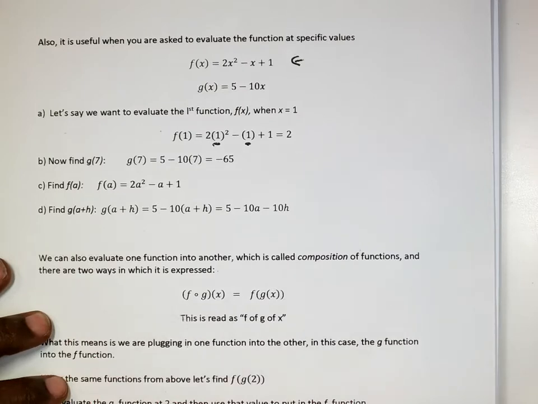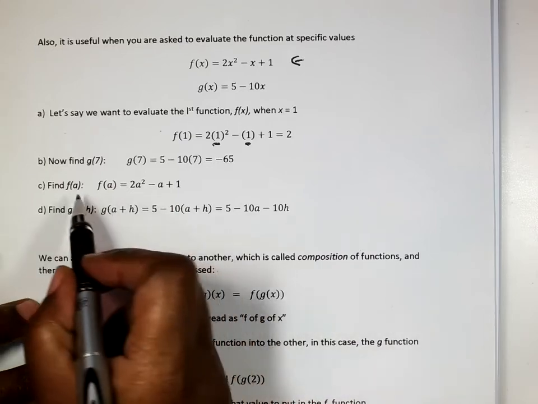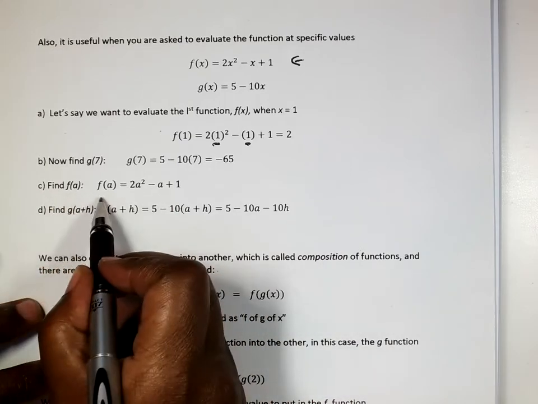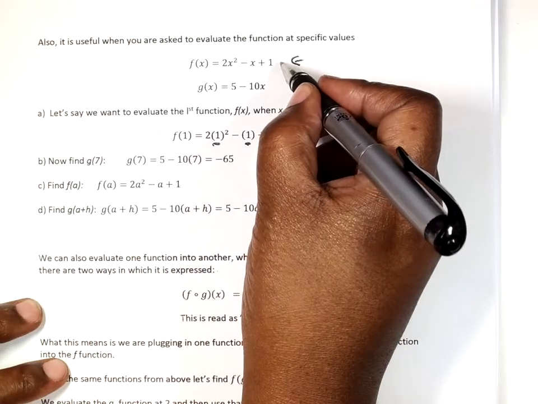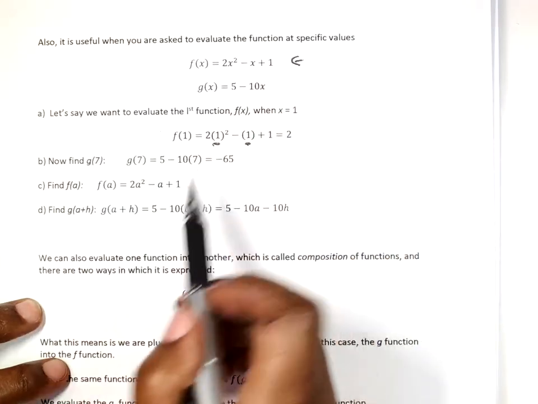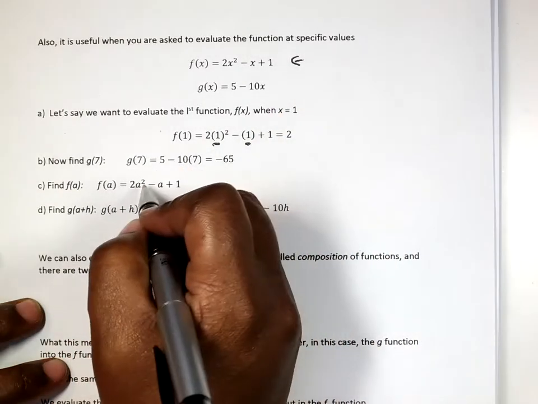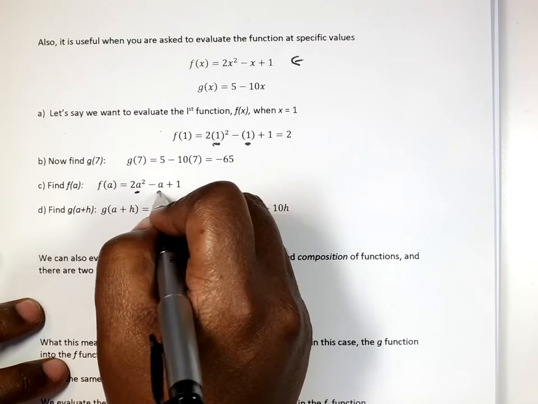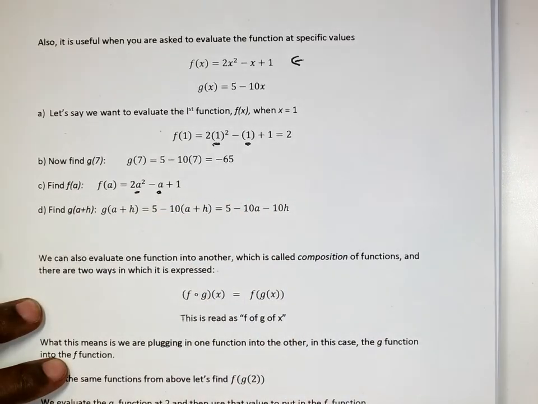We're not going to just be evaluating these at actual real numbers, but we'll also be evaluating them with other variables, and we're going to be composing functions. So here for part C, we have f of a. Again, I'm back to this f function, and anywhere I see an x, now we're going to substitute an a for that. So we get 2a squared minus a plus 1. Looks like the same function. All it did really was change the variable.